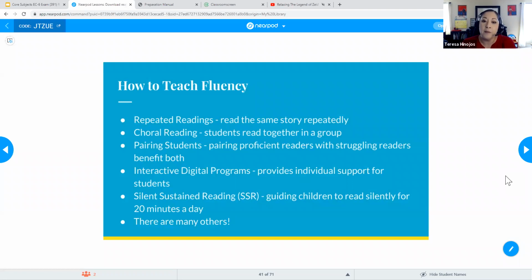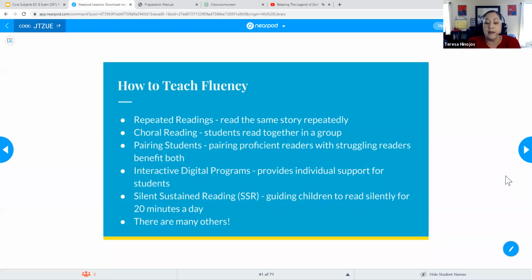Then you could pair students up. You may pair up a proficient reader with a struggling reader. The proficient reader may help the struggling reader, maybe with sounding out words or with intonation. The struggling reader will hear the proficient reader reading so that they understand what it's supposed to actually sound like. And of course, all of these things are done in the elementary grades, and the type of text that they're reading may differ. The text may be a little bit more challenging as they get older.